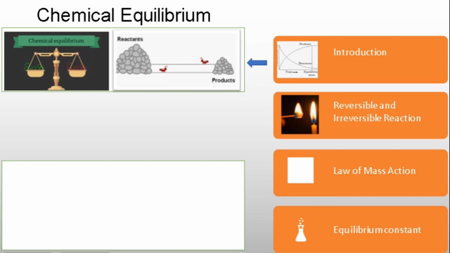The reactant on the left side is slowly converted into product, and at the same time product is converted back into reactant, until chemical equilibrium is reached. The figure here shows the reactant and product reaction. Chemical equilibrium is divided into two types of reaction: reversible and irreversible reaction.